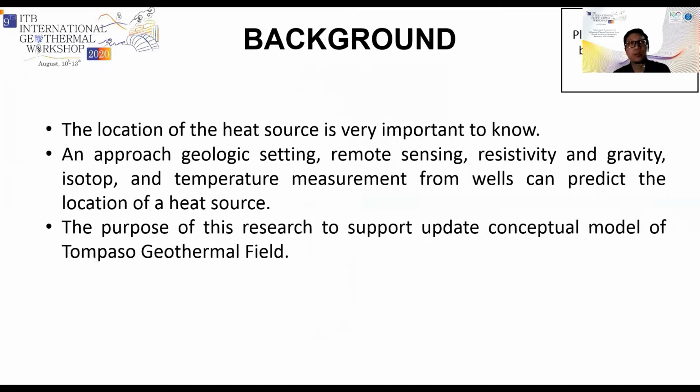This is the background of this research. The location of the heat source is very important to know. An approach using geologic setting, remote sensing, resistivity and gravity, isotope, and temperature measurement from the wells can predict the location of a heat source. This method can be used to make sure of the location of the heat source, especially in Tompaso geothermal field. The purpose of this research is to support updating the conceptual model of Tompaso geothermal field.